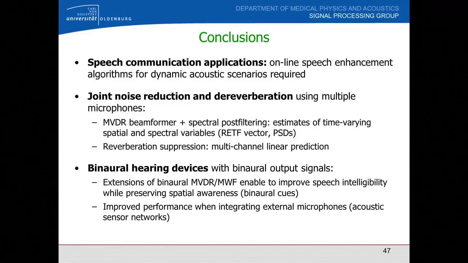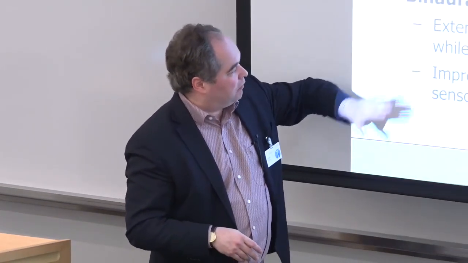And then in the second part, I talked about binaural hearing devices, where the aim is not only to reduce noise and reverberation, but also to preserve the acoustical impression of the scene. I talked a bit about easy extensions of binaural MVDR and multi-channel Wiener filter by just mixing the signals, with different mixing factors, and also an improved performance when additional external microphones are available.